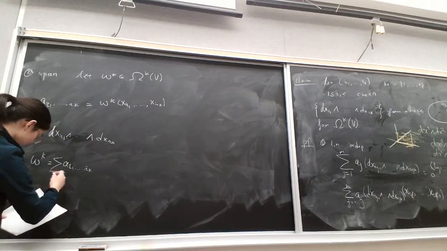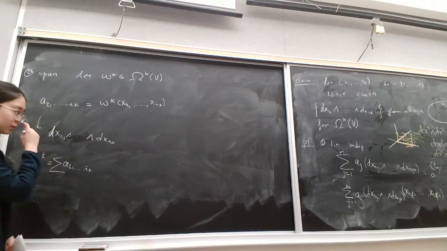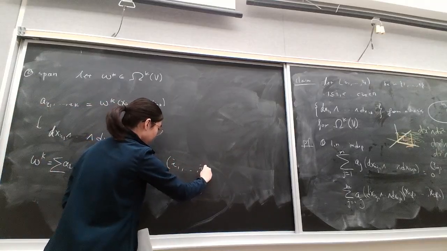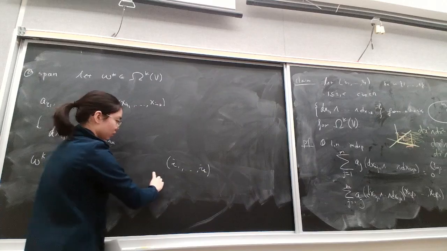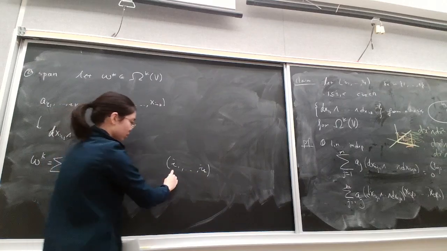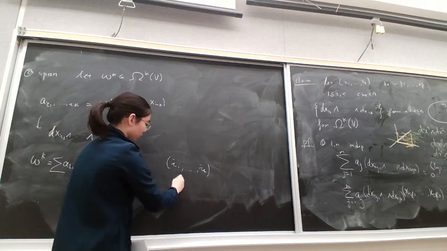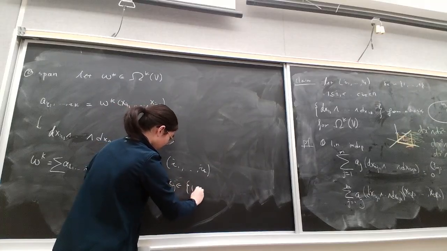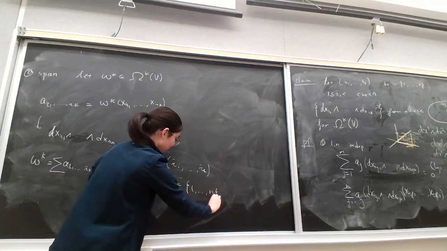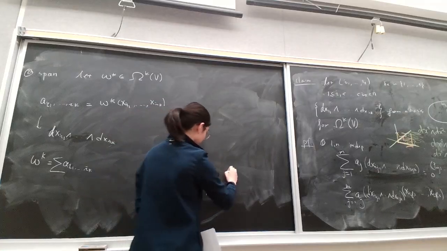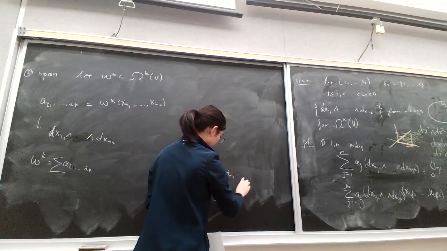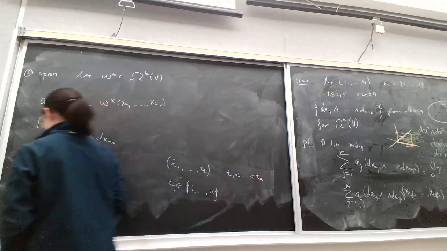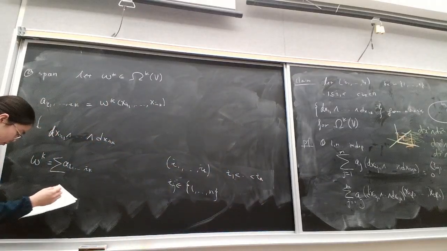the sum over all the possible k-tuples, such that all of these numbers are in the set 1 to n, and this is ascending. So this is, yes. Okay.